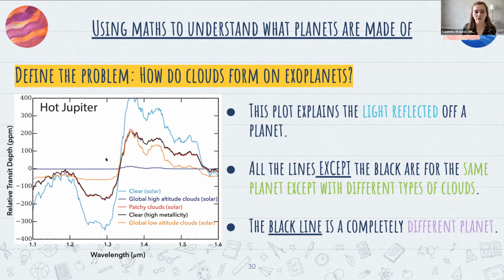So the only point I'm trying to get across here is that the clouds are really changing the spectra of the planets that we see. So if we don't understand the clouds, we'd never really be able to figure out what planet we're looking at and what it could possibly be made of.